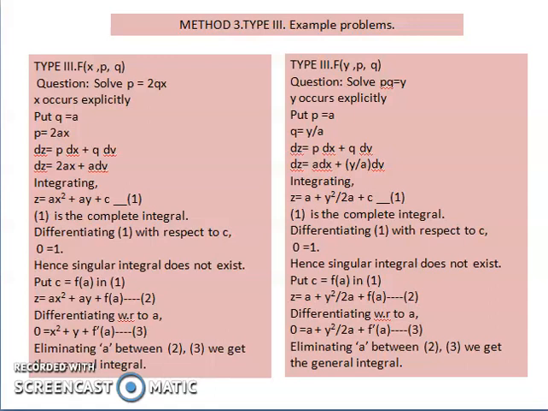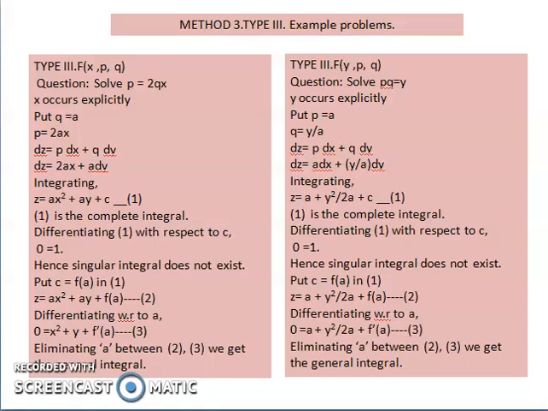We will put c is equal to f of a in equation 1. We get z equal to ax squared plus ay plus f of a. If we differentiate it with respect to a, we will get 0 equal to x squared plus y plus f dash of a. So if we eliminate a from the second and the third equation, we get the general integral.